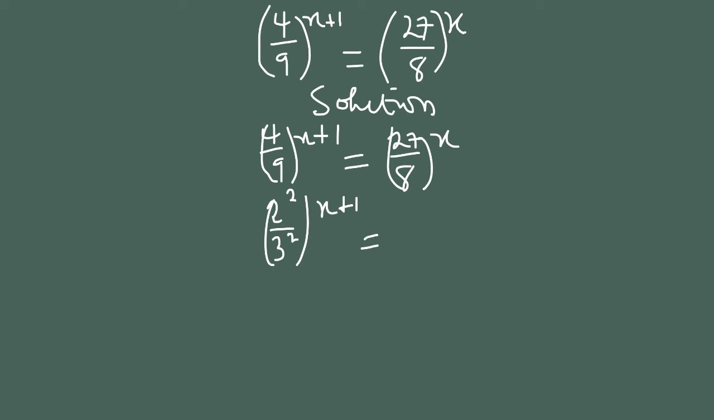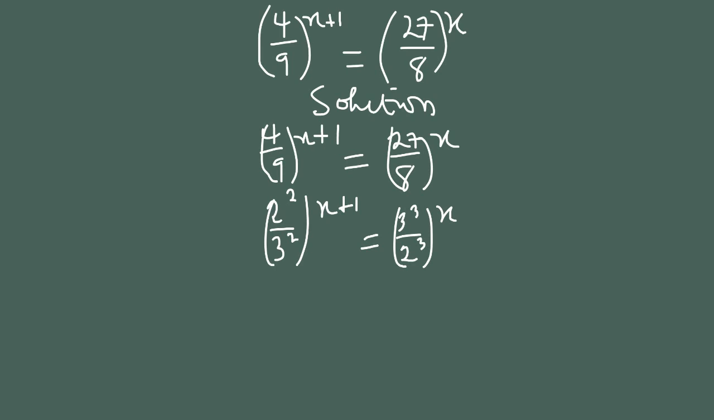This is equal to, we can express 27 using a base of 3. So we can write 27 as 3 raised to the power 3, all over 8, which can also be written as 2 raised to the power 3, and all raised to the power x. So now we know that 2 squared over 3 squared, they all have a common power.